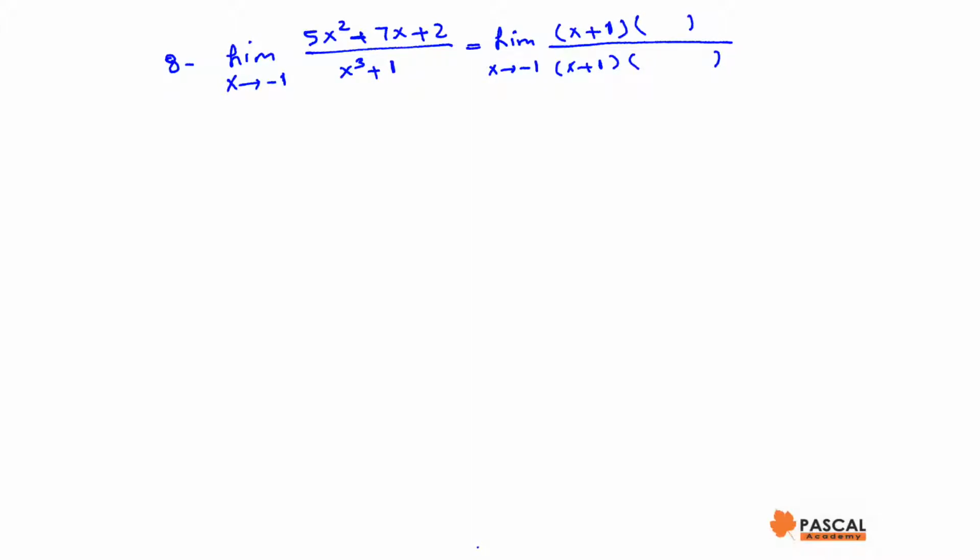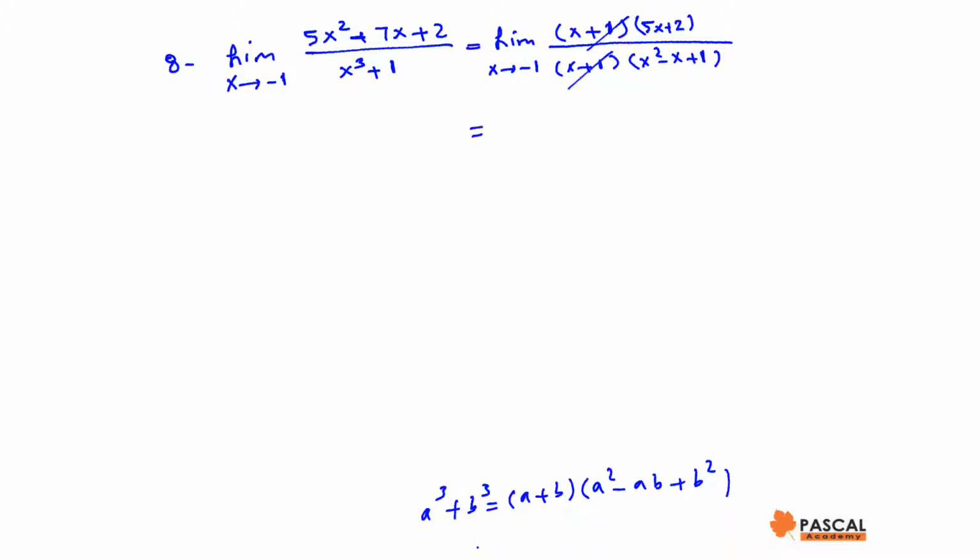Numerator is x plus 1 times 5x plus 2. x times 5x gives us 5x². 1 times 2 gives us 2. The denominator is sum of the cubes. a³ plus b³ is a plus b times a² minus ab plus b². Therefore, the denominator is x plus 1 times x² minus x plus 1.